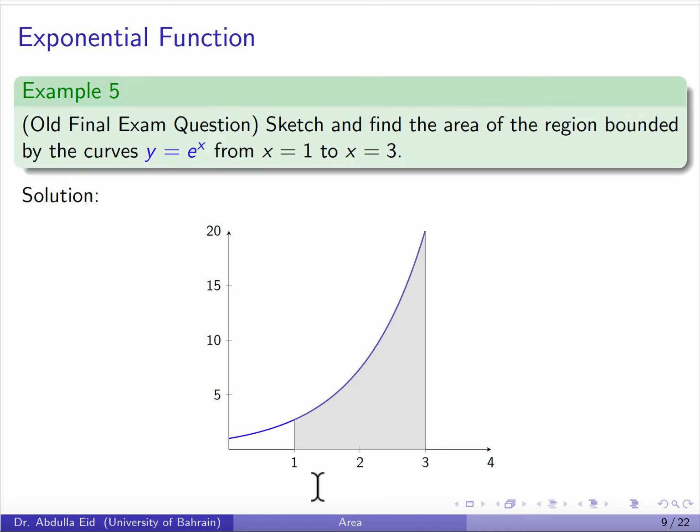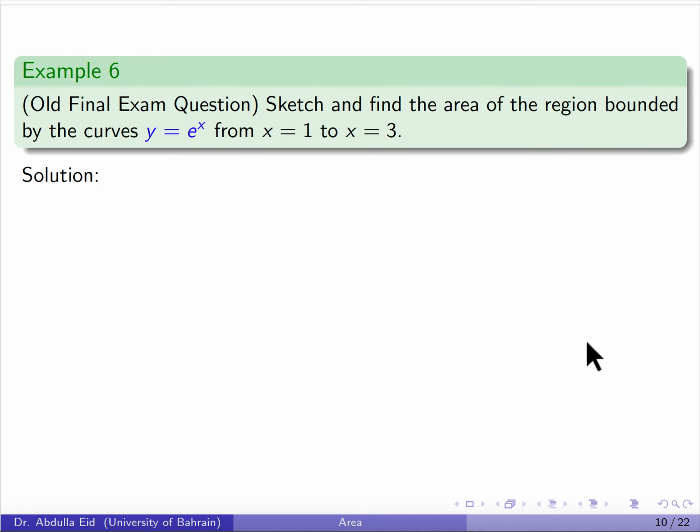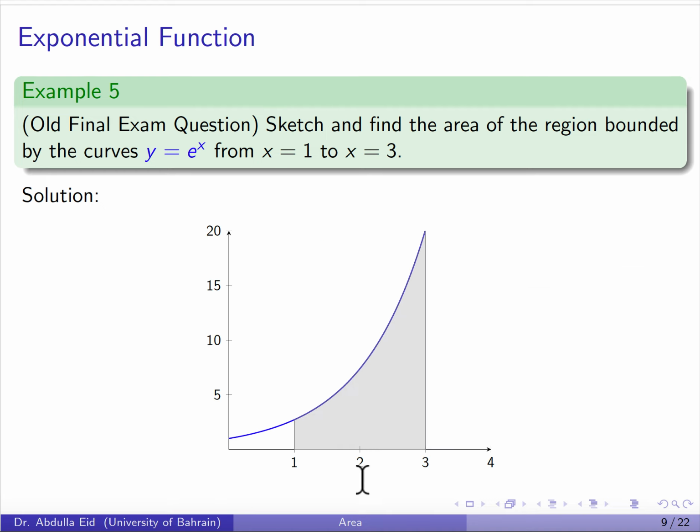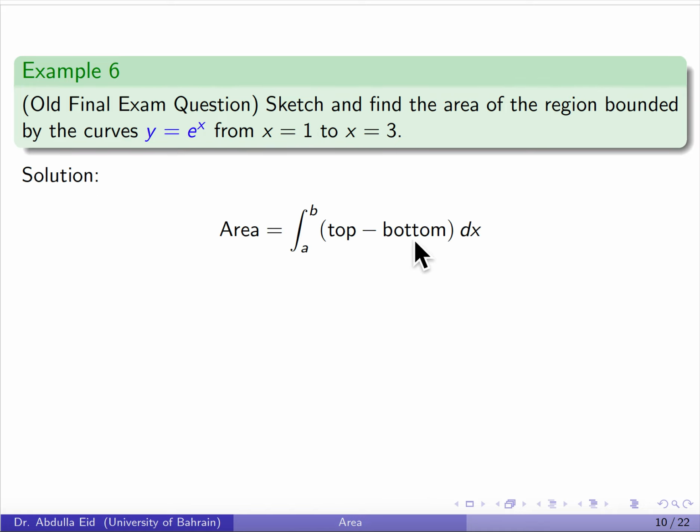So I just need to do the integration from 1 to 3 for the exponential function. Why is there no bottom? If you go back to the graph, the bottom is y equal to 0, which is the x-axis. So you don't need to write top minus 0, because anything minus 0 is itself. So it will be e power x.